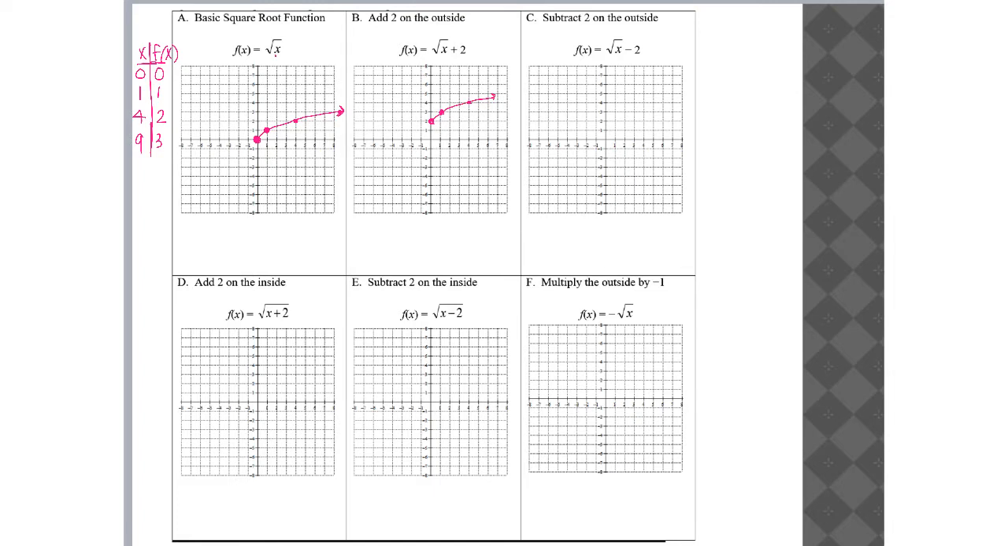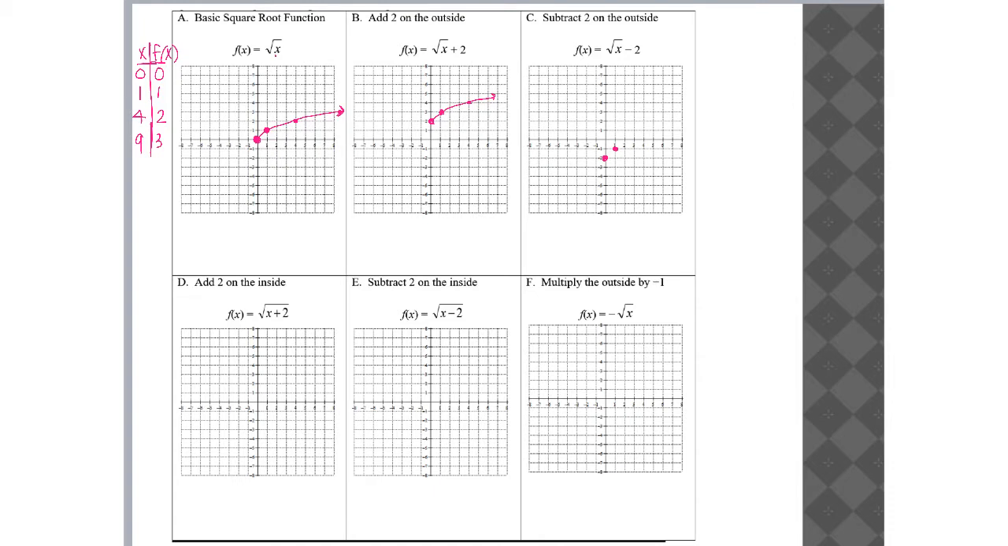We're still going to maintain our same basic shape, it's just we've picked up our graph and moved it. Now the same is true here, except for subtracting on the outside. That means we're going to shift everything down 2. So instead of being at (0, 0), we're now going to be at (0, -2). Instead of being at (1, 1), we're at (1, -1). And if we plug in our 4, we're going to be at (4, 2). And if we plug in 9, we would be here.